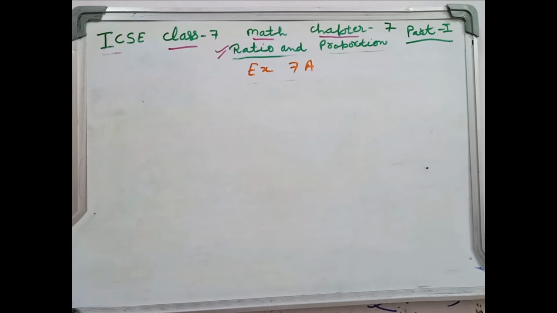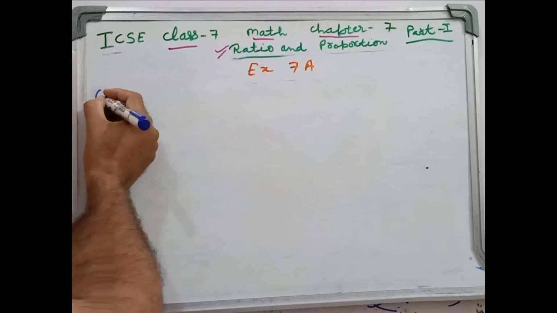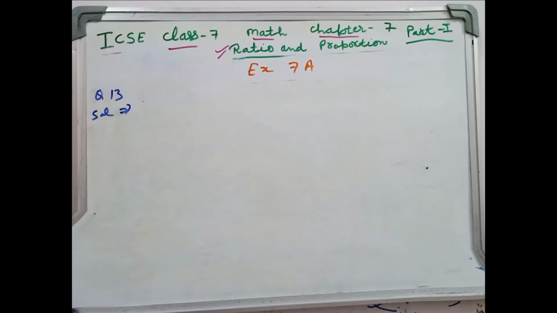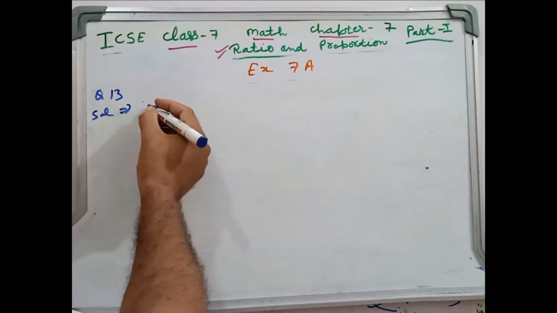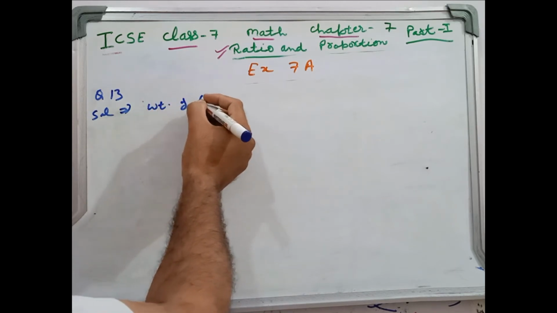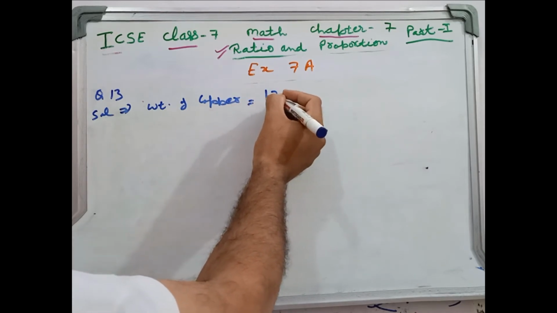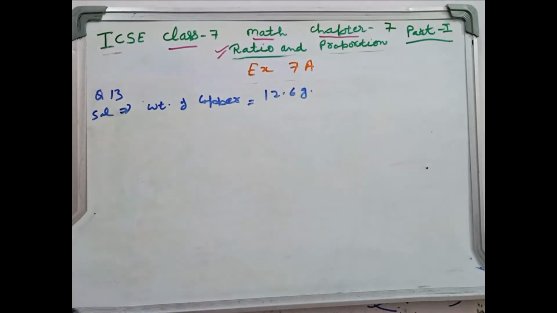An alloy contains copper and zinc in the ratio 7:3. If it contains 12.6 gram of copper, how much does this alloy weigh? Here we have to find out the total weight. Question 13. Solution. Weight of copper is equal to 12.6 gram.